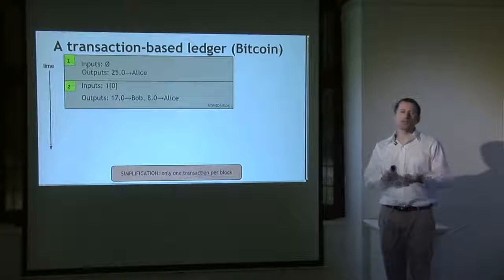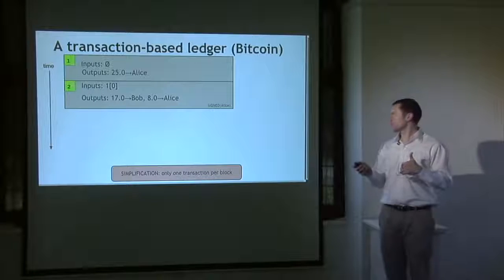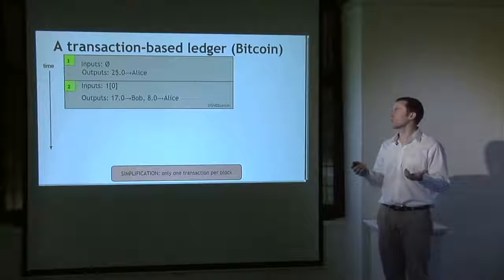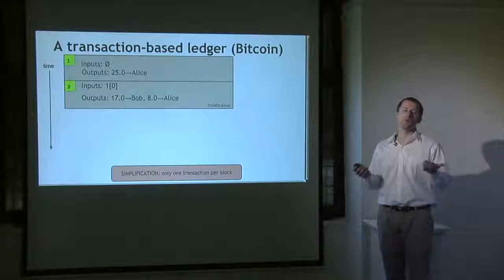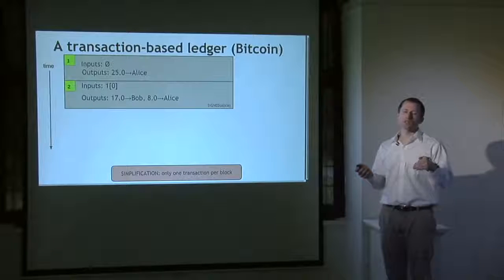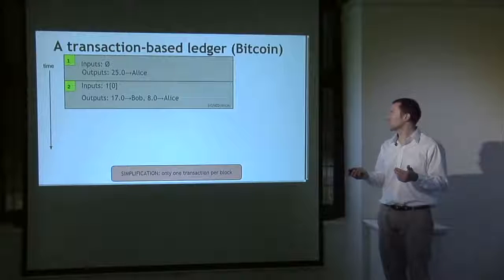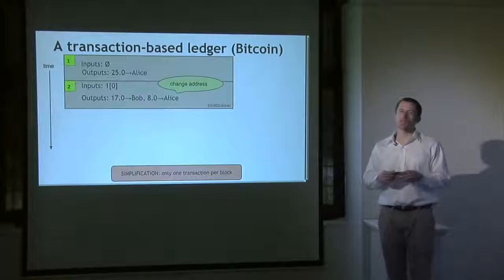And of course this whole thing is signed by Alice so that we know that Alice actually wants to do this transaction. And now you might ask, why does Alice have to send money to herself here? She's taken the 25 coins that were assigned to her in transaction 1. She only wanted to pay 17 to Bob, and she has to have a new output where 8 coins are sent back to herself, possibly to a different key, but to herself. So this is what's called a change address.